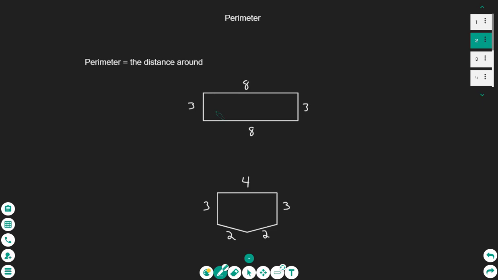So if we have a simple closed shape like this rectangle that we see, and we were asked to find the perimeter, what we're asking for is what is the length of all the lines, all the sides added together? The distance around. If I had to travel around this rectangle, how far would I have to go? This one is very straightforward because we already have all of the units, all of the measurements for the sides of this particular shape.